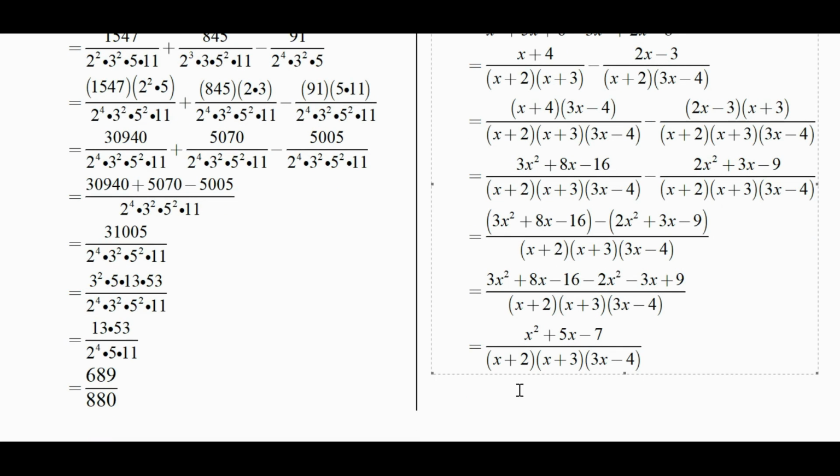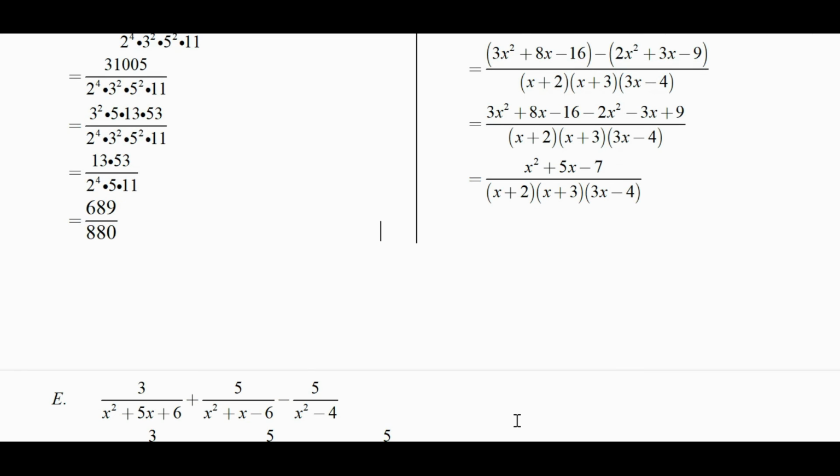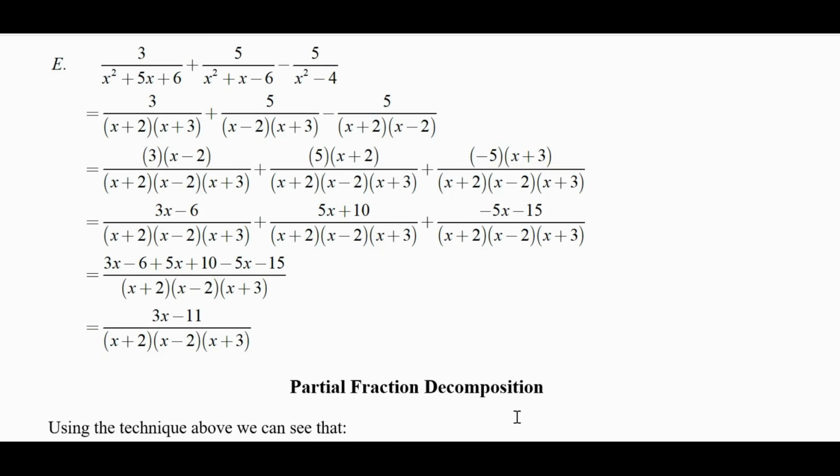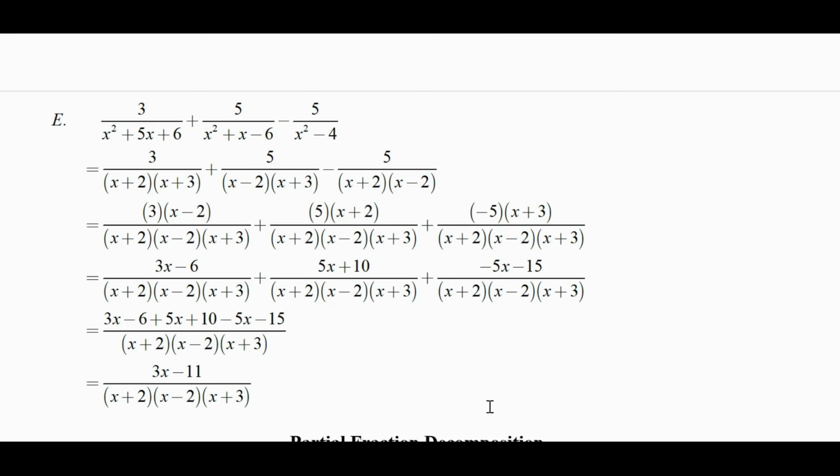And then you factor and cancel. This one doesn't factor real easily, so we just leave it. When I say easily, I mean it doesn't factor at all using integer coefficients, and so that doesn't reduce. So there's our final answer. All right, one more example. Here we have another one.